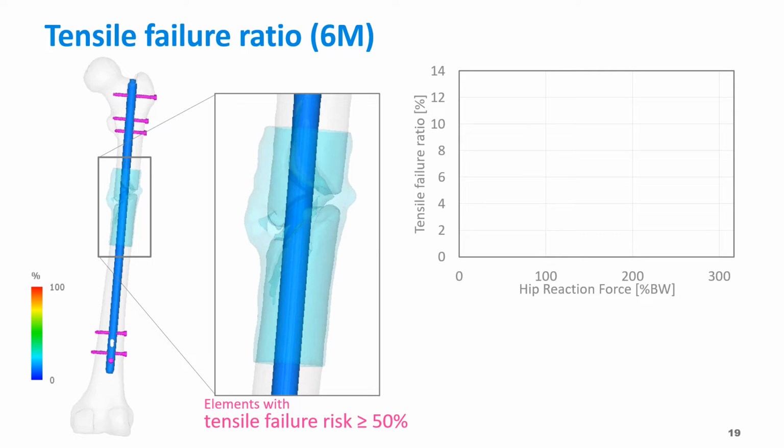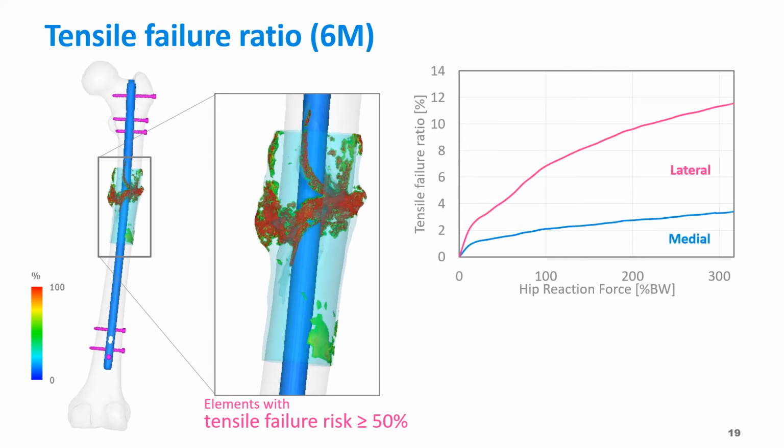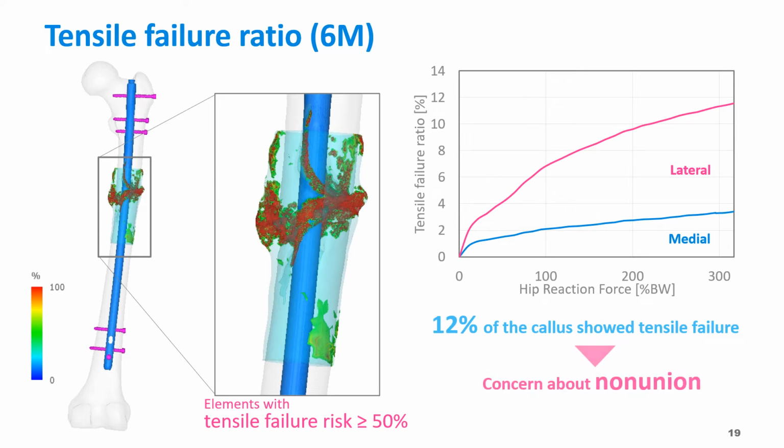Here is the result at 6 months postoperatively. The figure on the left shows elements with tensile failure risk greater than 50%. The horizontal axis of the graph is the hip reaction force, and the vertical axis is tensile failure ratio. At the maximal load during gait cycle, more than 3 times the body weight was applied on the femoral head, and about 12% of the callus caused tensile failure. There is concern about non-union during gait.